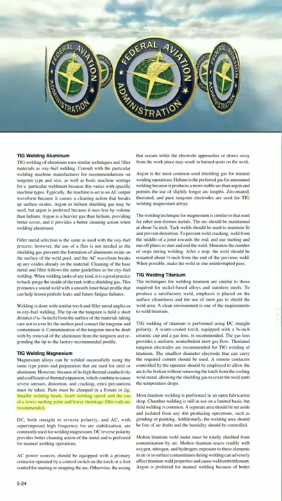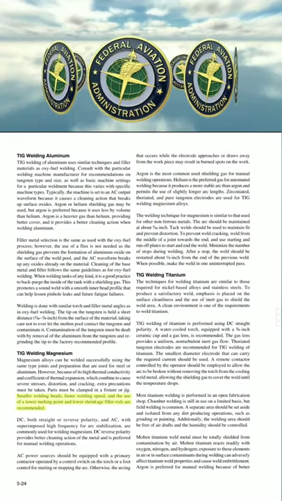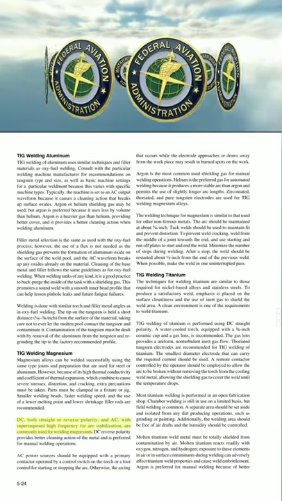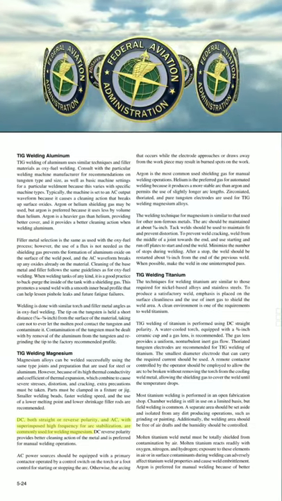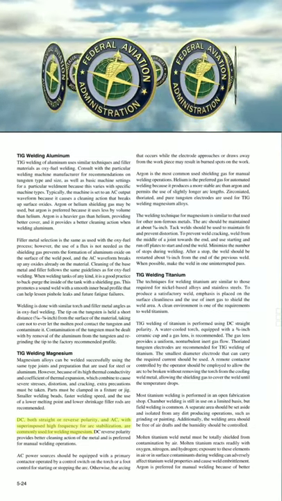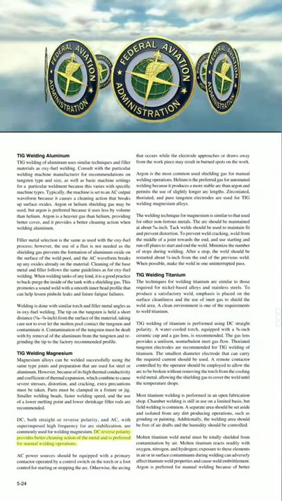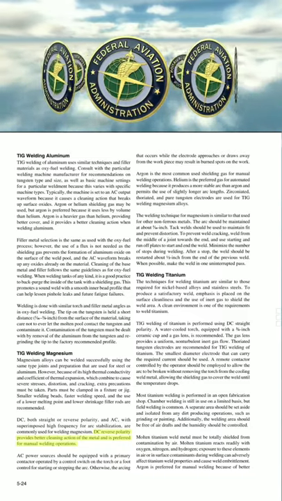Smaller welding beads, faster welding speed, and the use of a lower melting point and lower shrinkage filler rods are recommended. DC, both straight or reverse polarity, and AC, with superimposed high frequency for arc stabilization, are commonly used for welding magnesium. DC reverse polarity provides better cleaning action of the metal and is preferred for manual welding operations.